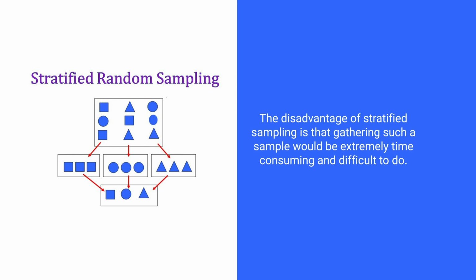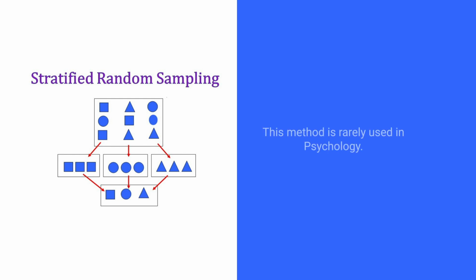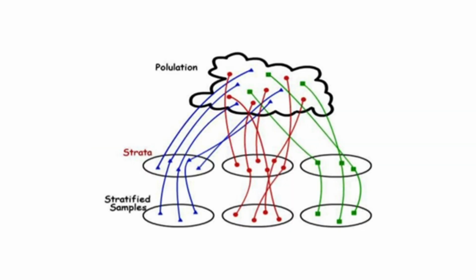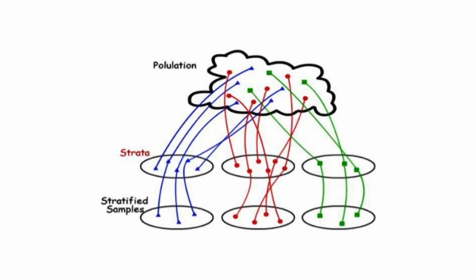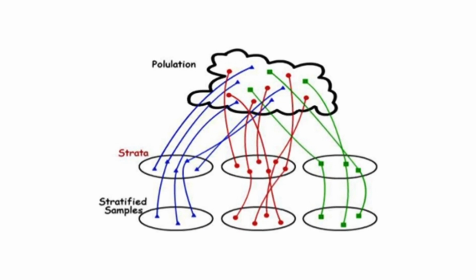The disadvantage of stratified sampling is that gathering such a sample would be extremely time consuming and difficult to do, and the method is rarely used in psychology. So that is very true. If you see this, the population is there, then we have made certain strata, blue, red and green colors, and then from this the stratified sample is taken from the population.